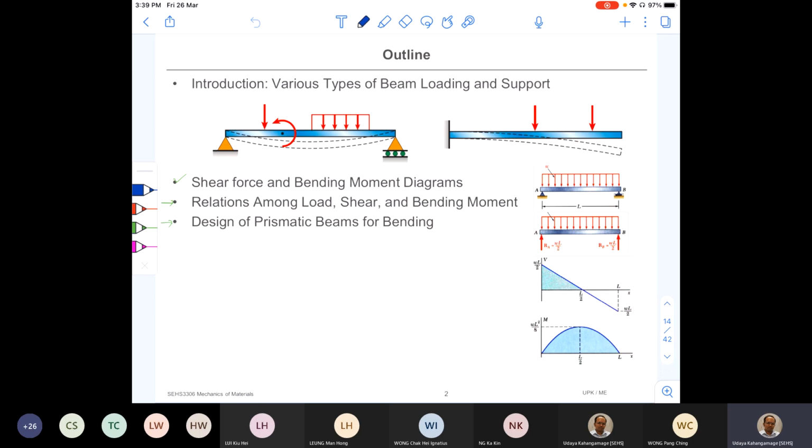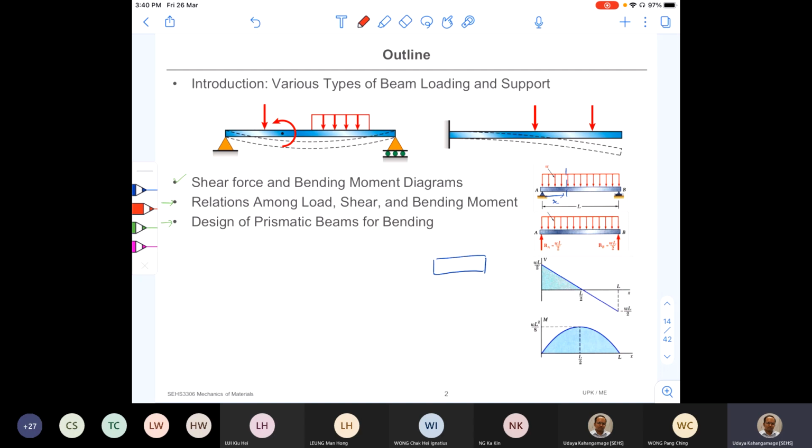And then I introduced you to one method, a simple method using basic concepts to develop a shear force and bending moment diagram. So that method, if you can still remember, we call it the method of sections, right? So in the method of sections, we take the beam and then cut the beam at a particular location and then draw a free body diagram for that cut portion, right? Like this.